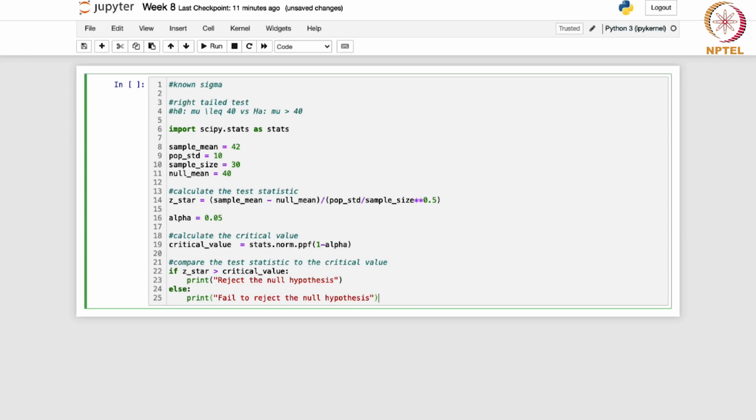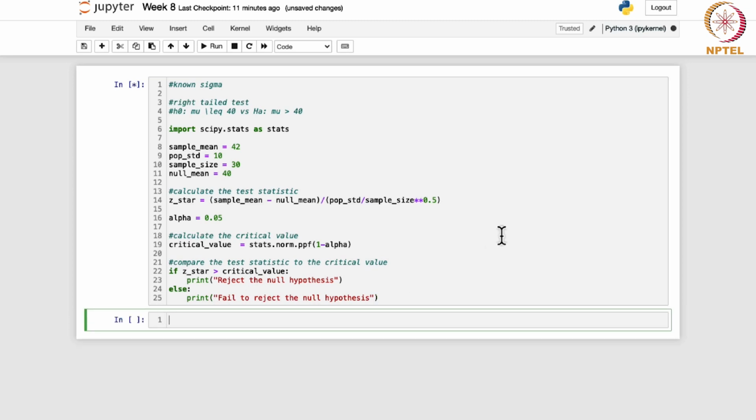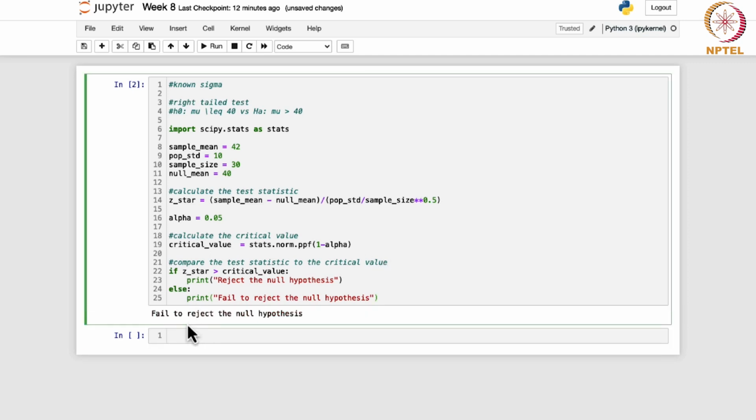What we have done here is first found the critical value, that is z alpha. We say that we are going to reject the null hypothesis if the z star value, that is the test statistic that you have calculated, is greater than the tabulated value, that is the critical value. If it is so, then you reject the null hypothesis, otherwise you fail to reject the null hypothesis. Here it shows that you failed to reject the null hypothesis.